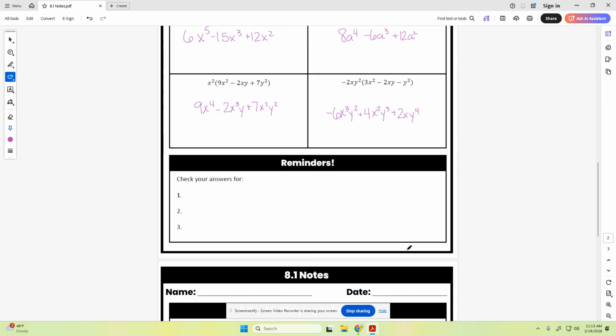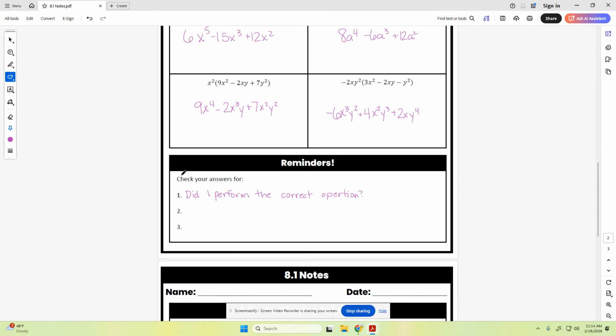So just a couple reminders as you are working through these. First of all, it sounds silly, but did I perform the correct operation? That is the first thing that you want to check for. And what I mean by that is, did I actually add them? Or did I accidentally try to multiply things? Did I subtract? Did I distribute that subtraction to that second polynomial? So always check and make sure you're doing the correct operation.